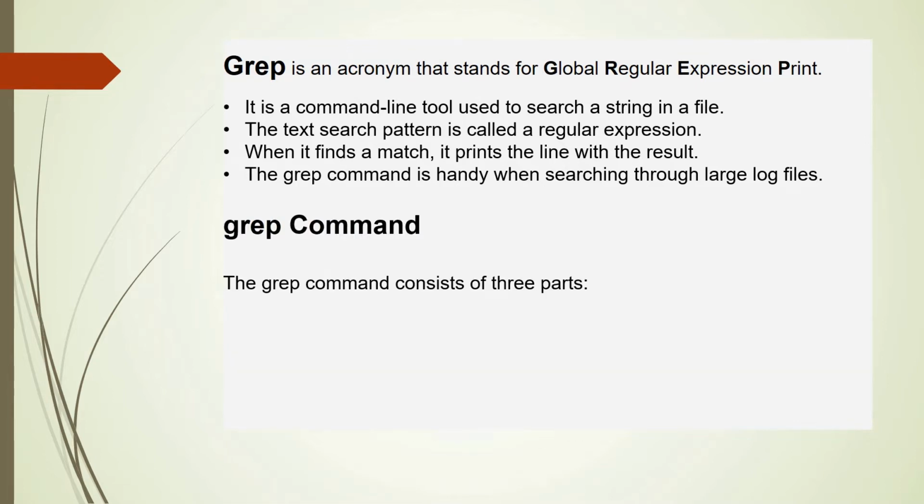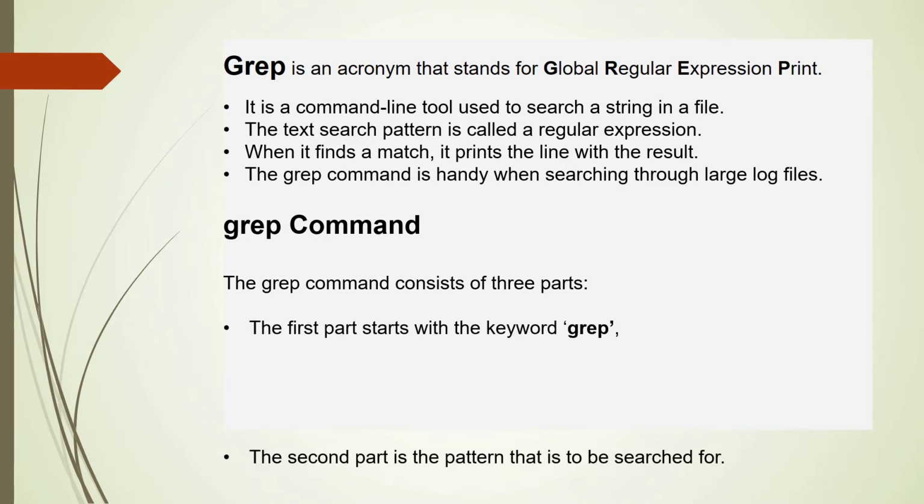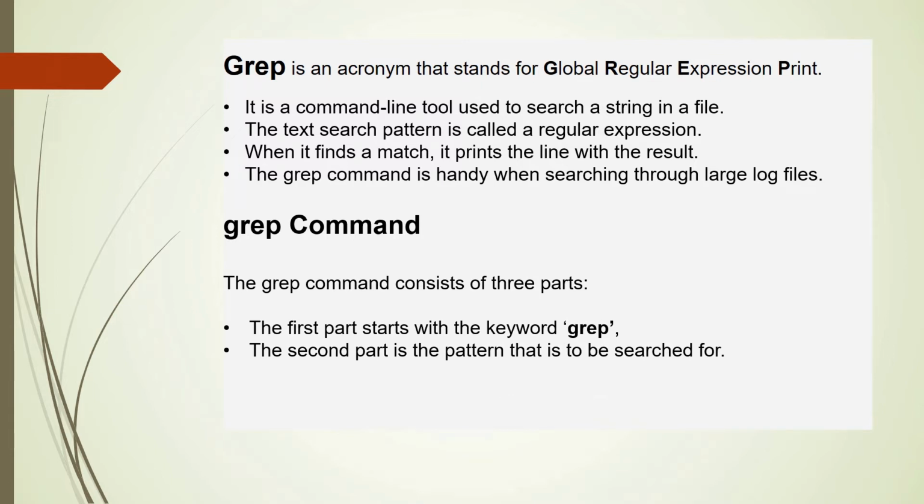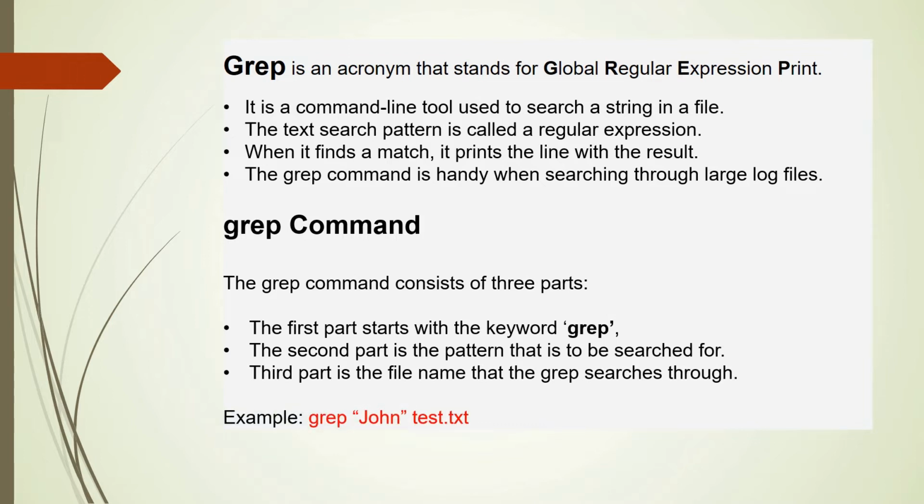Generally, a grep command consists of three parts. The first part is the keyword grep. The second part is the pattern that we will be searching for. And the third part is the name of the file in which we will search the pattern. As an example, we can see grep john test.txt. Here we use the grep command to search the word John in the file test.txt. Let us look at a few more examples to understand more about the grep command.